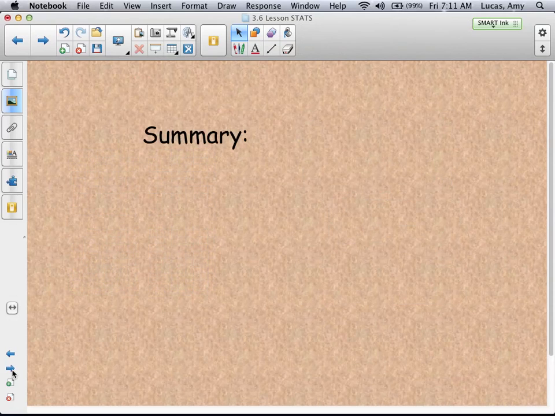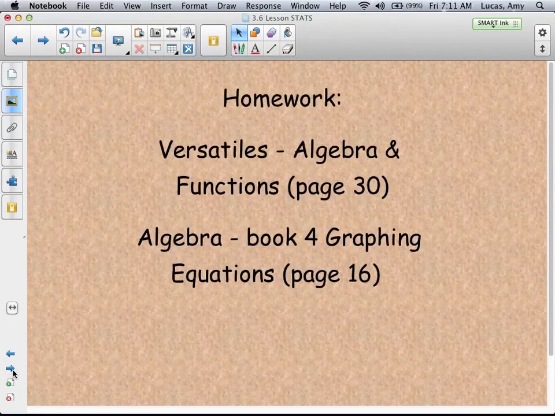Okay, you're ready to write your summary? And your homework is a worksheet with a graph on each side where you have to match equations to their graphs.